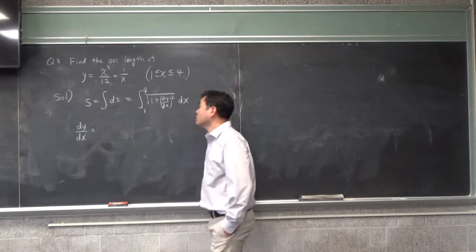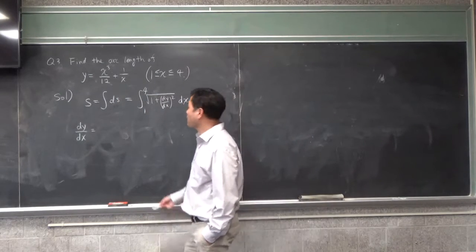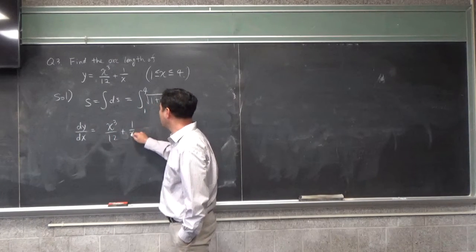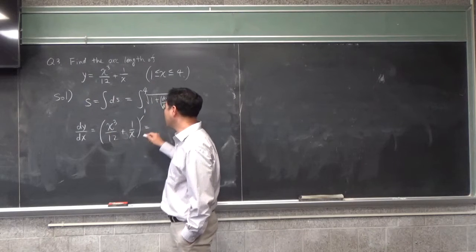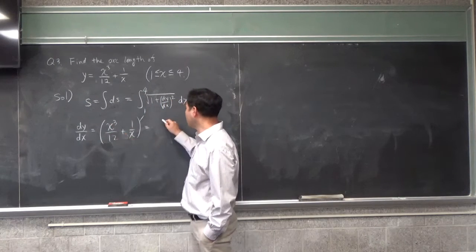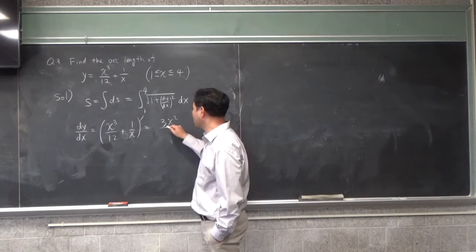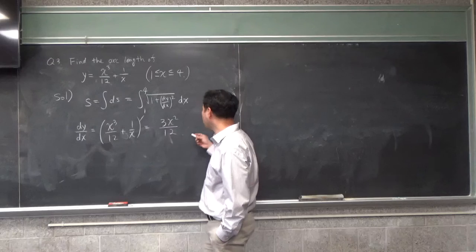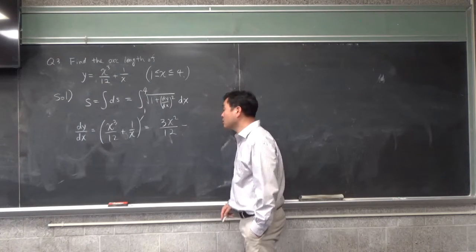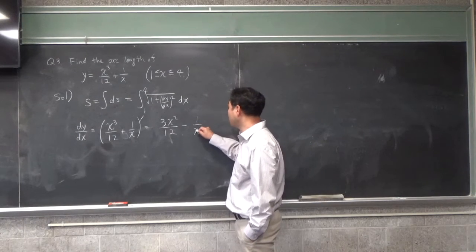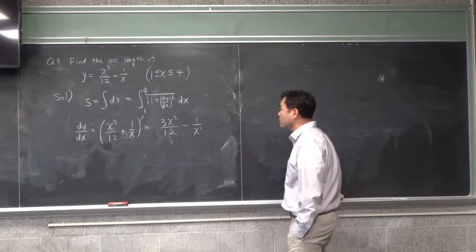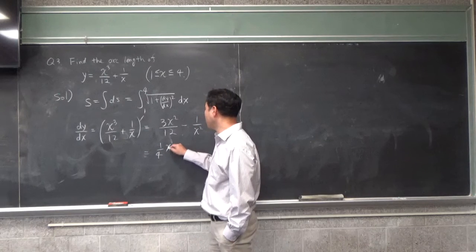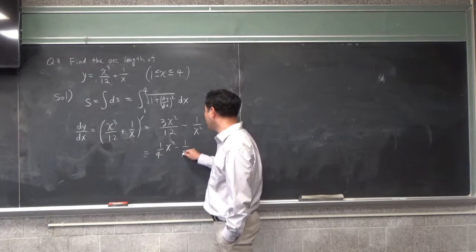Okay. What's dy dx? You're differentiating this. 3 comes down, so 3x squared over 12. And then 1 over x is like x to the negative 1 power. So negative comes out, and you get 1 over x squared. Let's reduce this. So we get 1/4 x squared minus 1 over x squared.